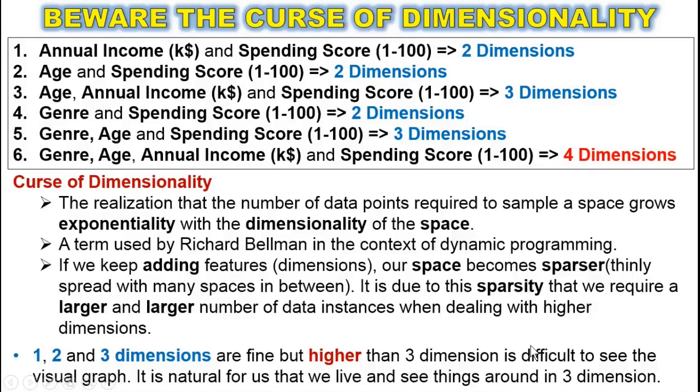If we keep adding features or dimensions, our space becomes sparser, or thinly spread with many spaces in between. It is due to this sparsity that we require a larger and larger number of data instances when dealing with higher dimensions. 1, 2, and 3 dimensions are fine, but with more than 3 dimensions it is difficult to see the visual graph. It is natural for us, as we live and see things around us in 3 dimensions.